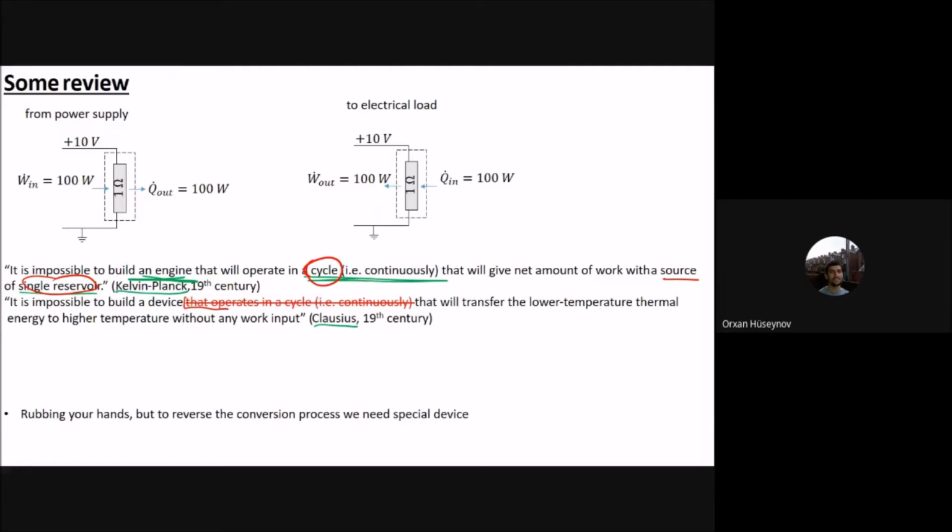Some books say that the cycle part is not important, that it is a general device, but some books put the cycle term here. It is impossible to build a device that will transfer lower temperature energy to higher temperature without any work input. Let's see that one.